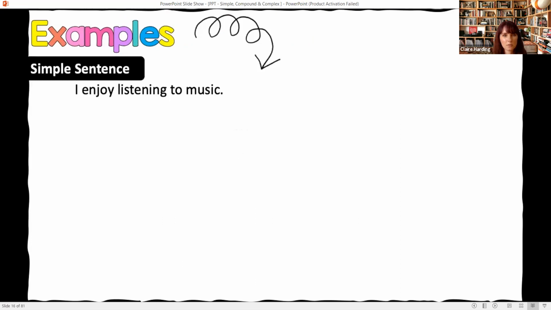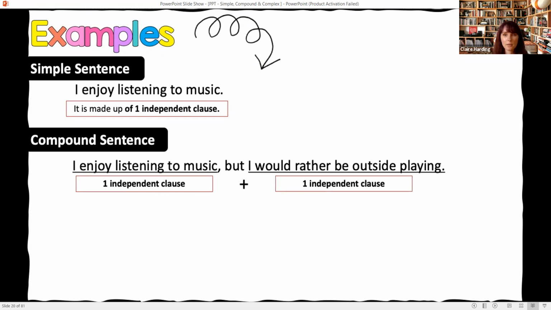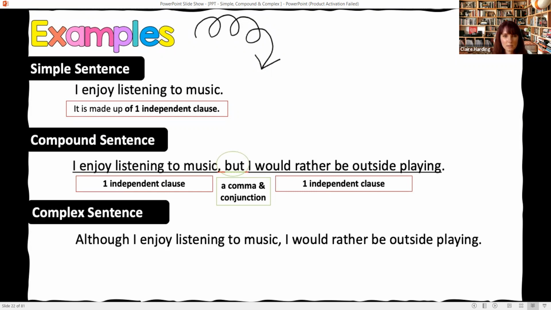So let's look at some examples of these 3 kinds of sentences. A simple sentence would be, I enjoy listening to music. Has 1 independent clause. A compound sentence would be, I enjoy listening to music, but I would rather be outside playing. That sentence has 1 independent clause plus another independent clause plus a comma and a conjunction. And then a complex sentence would be, although I enjoy listening to music, I would rather be outside playing.